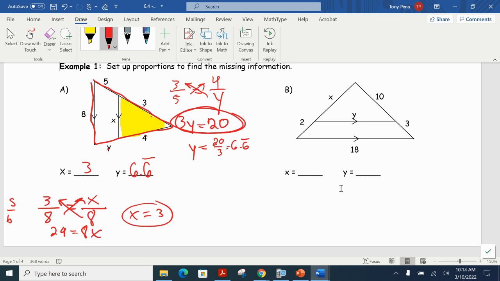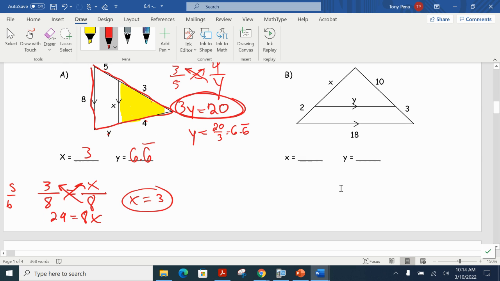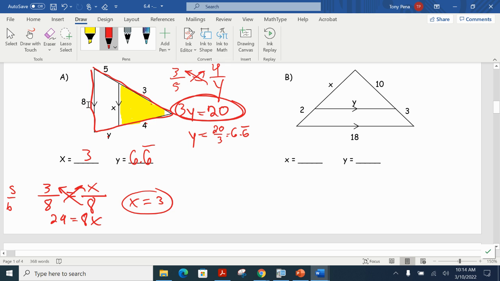You're going to raise your hand. Okay, letter B. In terms of setting up letter B, I think I remember my three people. Heilman, how did you set up to find X? I did 3 over 10.